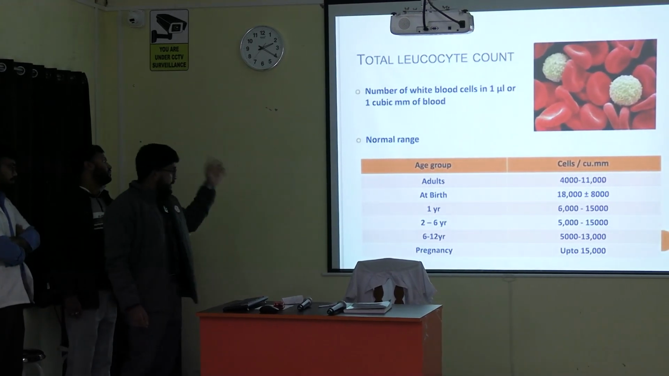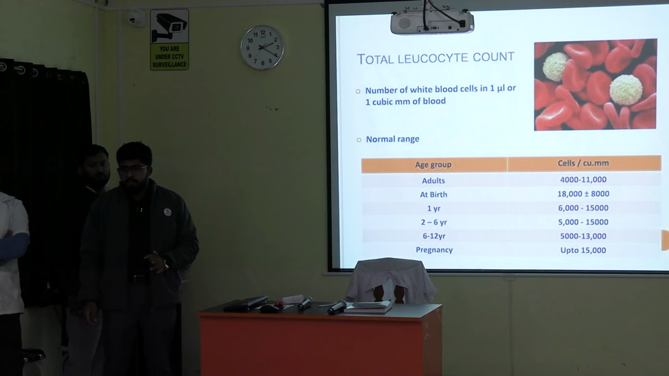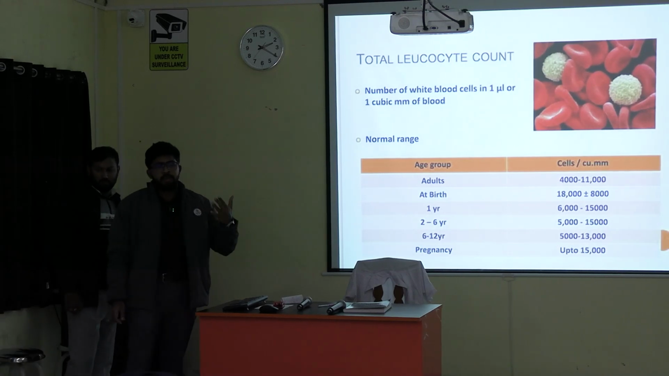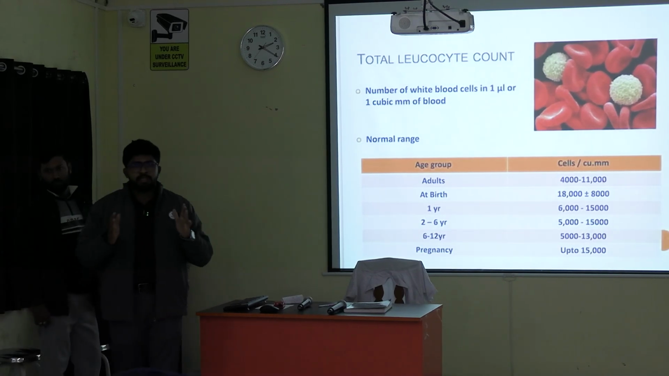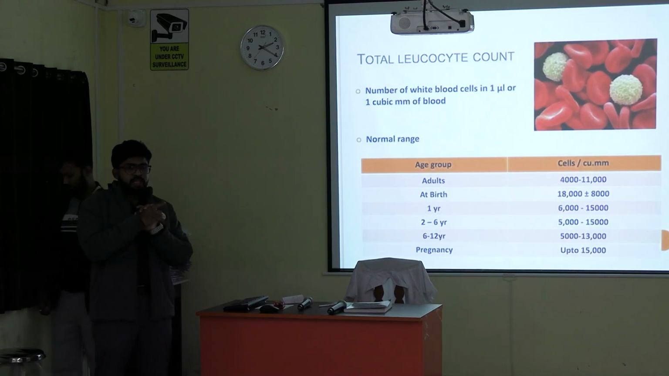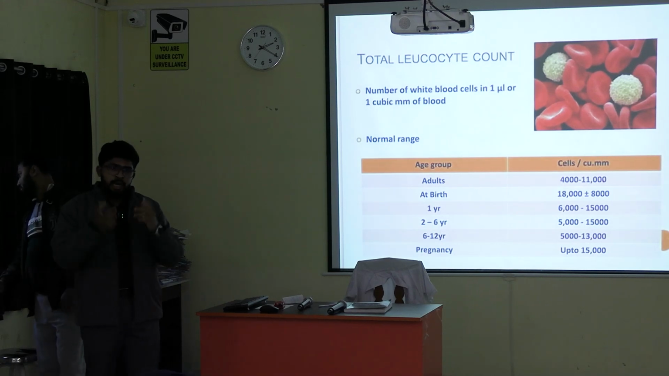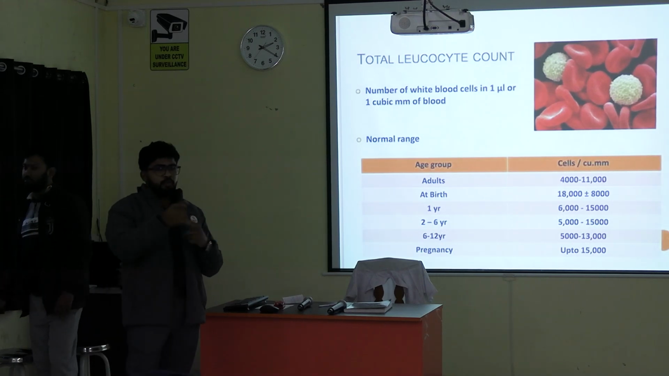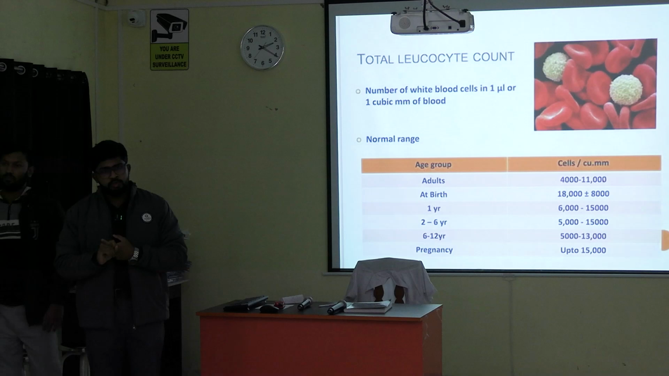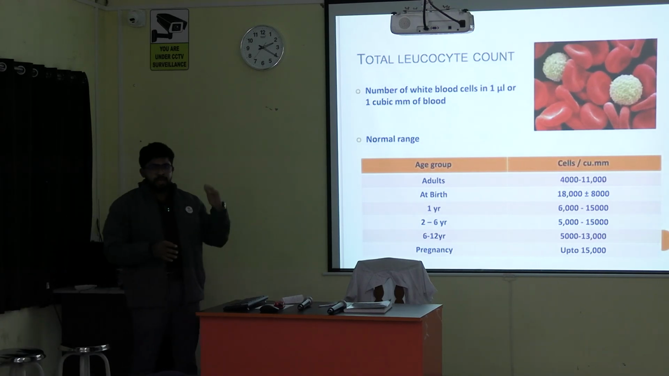Now in case of pregnancy, the total WBC count increases. Because in pregnancy there is a fetus inside the mother's womb, isn't it? Now the mother's body has to do much more activity to protect herself and even the fetus to fight any sort of infection. So there is increased production of WBCs in the mother's blood in pregnancy.